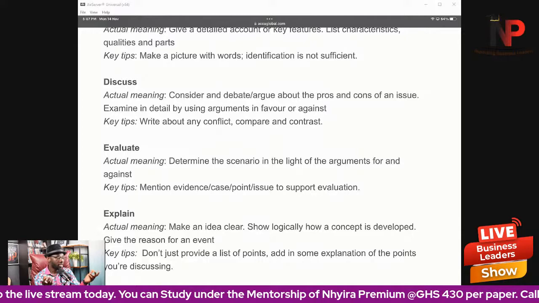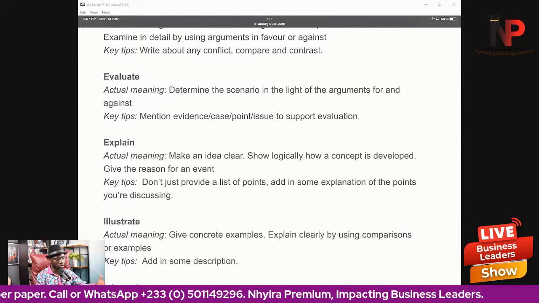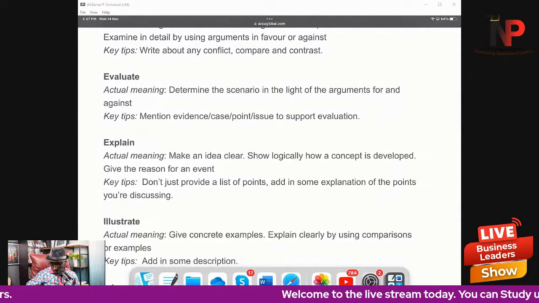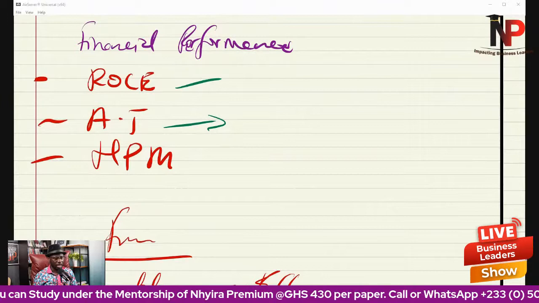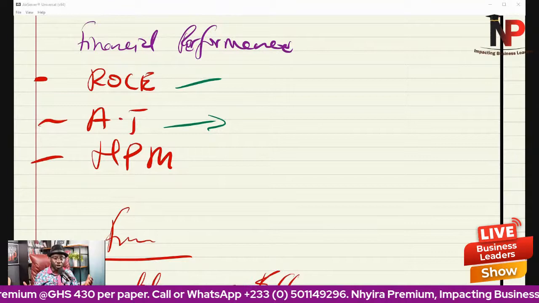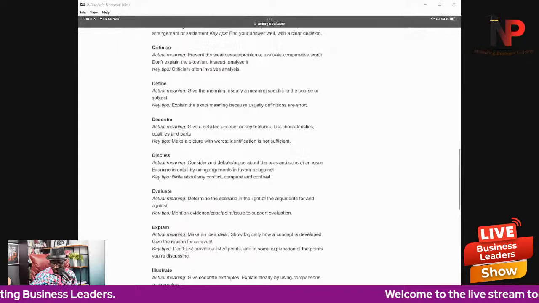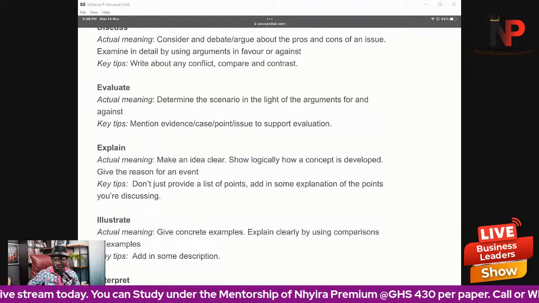Next one is evaluate. It means that you determine the scenario in the light of the argument for or against. Mention evidence, cases, points, and issues to support your evaluation. So this goes like you are analyzing as well. They have the same idea. So evaluate the performance of the company using various ratios like I've illustrated earlier. Let's say you're using ROSI. That is why you don't just say, the ROSI has gone up by 20%. Yeah, we know. We've seen it from the calculation that the ratio has gone up by 20%. Why is that? You have to provide us with evidence, issues to support whatever evaluation that you are making.